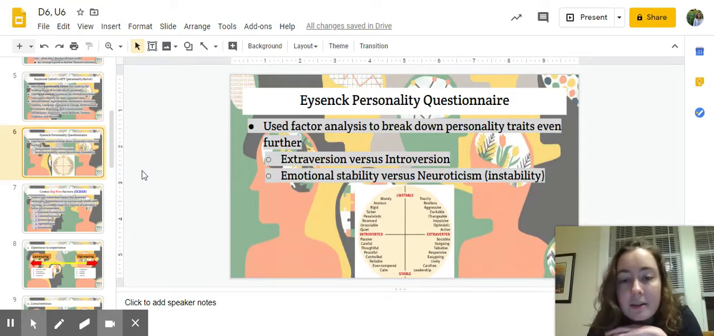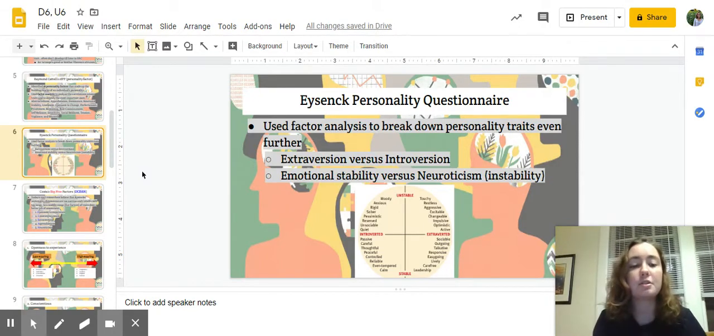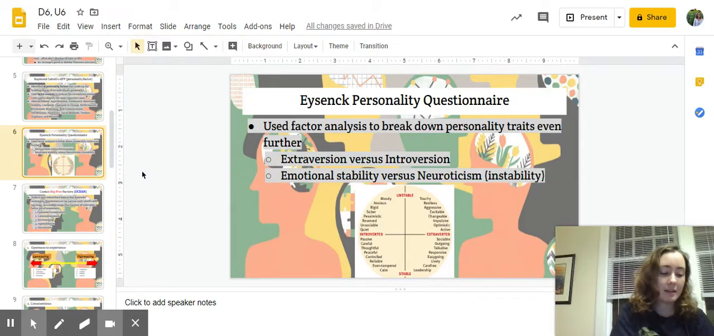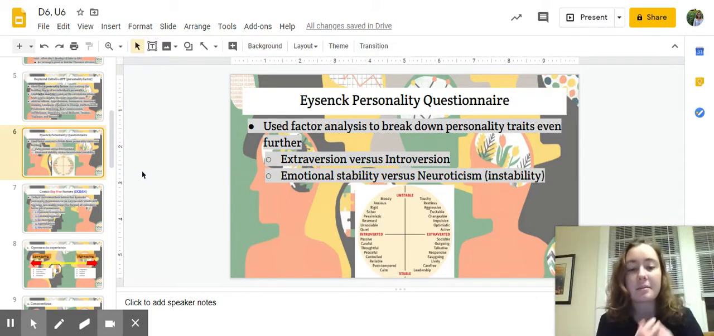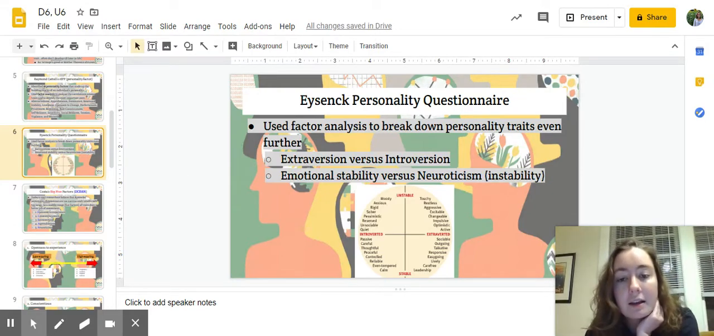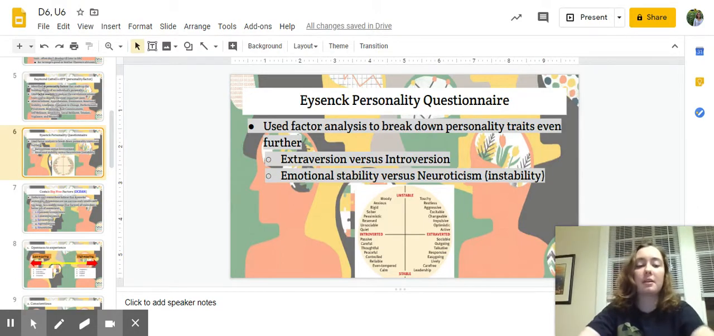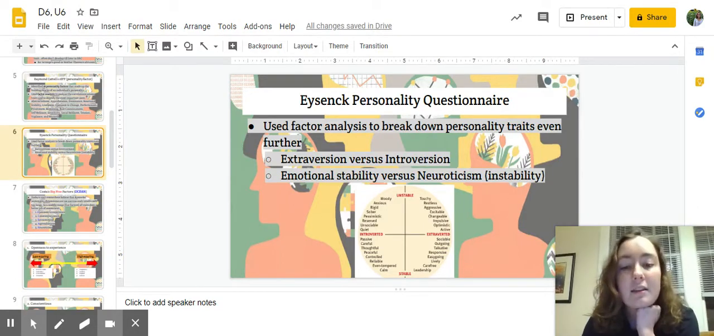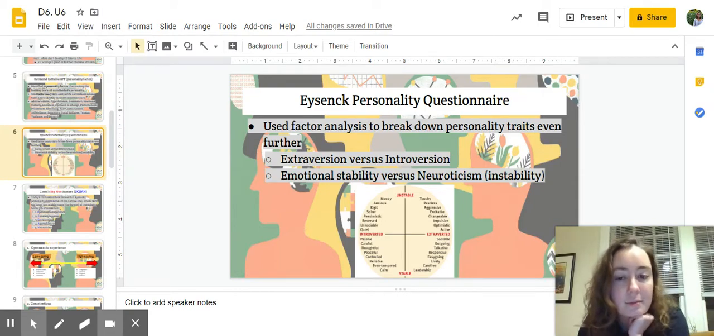So then we have this guy named Eysenck, and instead of doing 16, he's on the other end of the spectrum and only comes up with two main dimensions of our personality. So rather than 16, he has two. He ties it down to extroversion versus introversion, because these are on spectrums, on scales. And then emotional stability versus neuroticism.